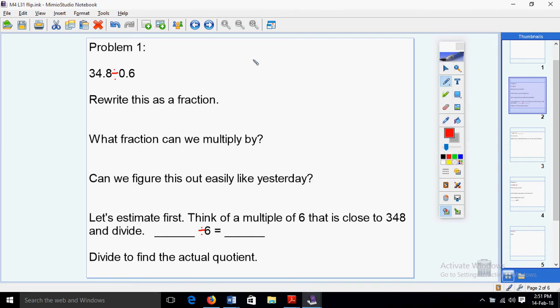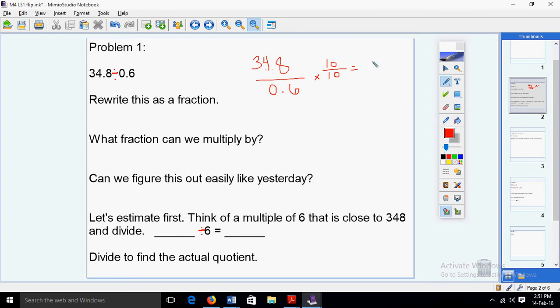Okay, we're gonna once again rewrite this as a fraction. The whole thing is a fraction. So we have 34 and 8/10 over 6/10. Just like yesterday, we need a fraction to multiply by to get at least the denominator as a whole number, right? So we're in tenths here. If I multiply by 10 tenths, then we will get our whole number on the bottom. So 10 over 10 is the same as 1, so we're not actually changing the value. We're just changing the units.